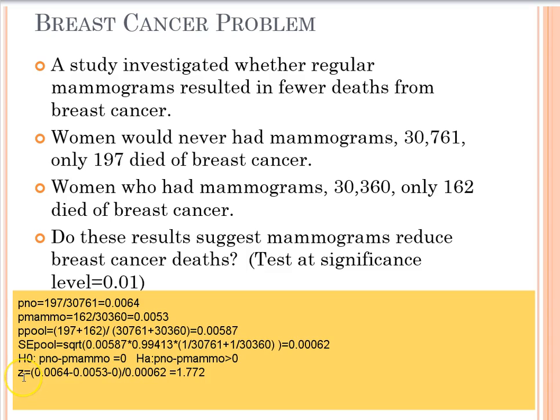The next step is to calculate our z-score. We put first our sample difference, and because in the hypothesis we put p no first, that's what we're going to put first here. And then we're going to put second p mammo, because we want to be consistent with what we put in the alternative hypothesis. We subtract off 0 because that's our hypothesized value, and then we divide by the standard error. So that gives us a z-score of 1.772.